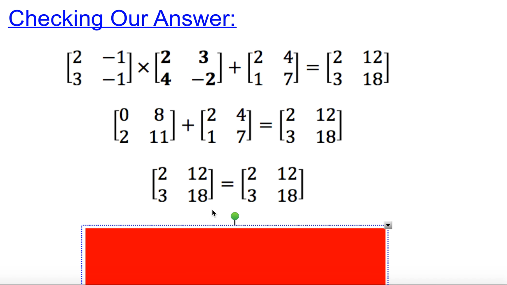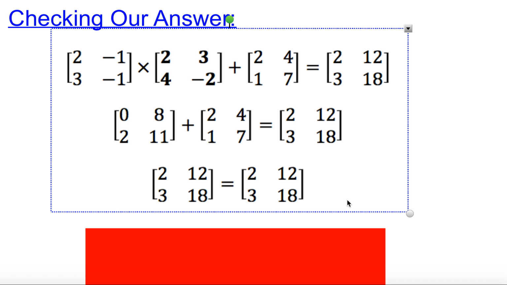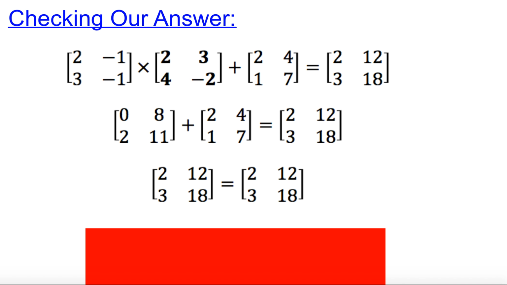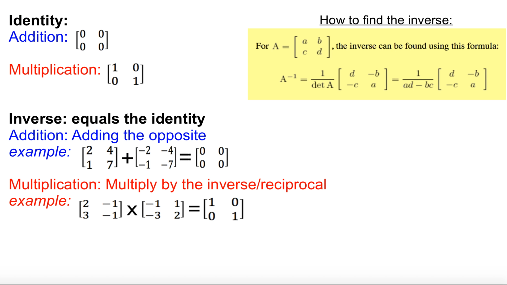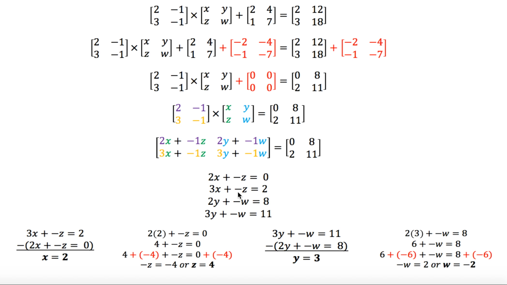So if we look and see, I end up with my matrix on the left being identical to the matrix on the right. And this is the way that we can use all of our properties that we originally learned for our real numbers, apply them to matrices, and be able to solve doing different types.